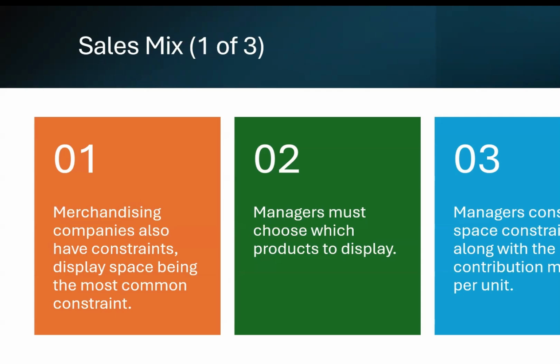The previous illustrations focus on production constraints for a manufacturing company. Merchandising companies also have constraints, and display space is the most common one. Merchandisers are constrained by the size of their stores, and managers must choose which products to display.